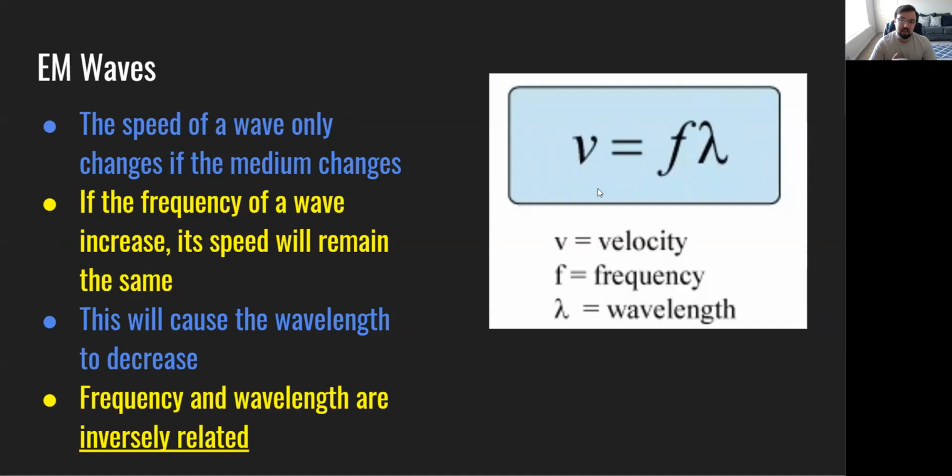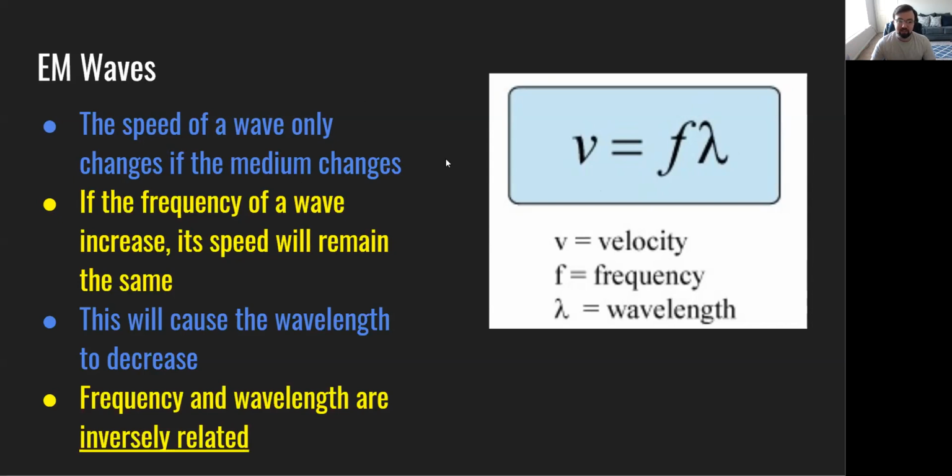Now, the speed of a wave depends only on the medium. So it depends on what the wave is in. If we have an EM wave and it's in outer space, it's going to go the speed of light the entire time. It's going to go 3 × 10⁸ meters per second, no matter what. Doesn't matter about its energy, doesn't matter about its frequency, wavelength. It just matters that it's in a vacuum. But if it goes into a different medium, then that changes, and we'll talk more about that in a second.